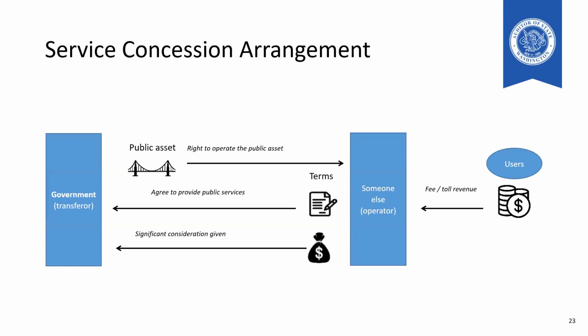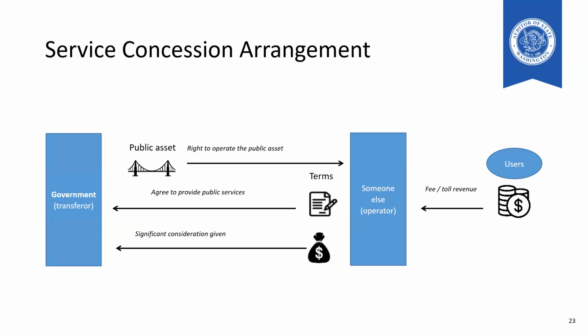So here's a visual of the SCA. You'll notice a couple things are the same as the PPP. Our transferor is still giving the right to operate a public asset to the operator, and the operator is still agreeing to provide the public service. What's different here is that the operator is giving that significant consideration to the transferor. Also, the operator is being paid by those third-party users to provide that public service.